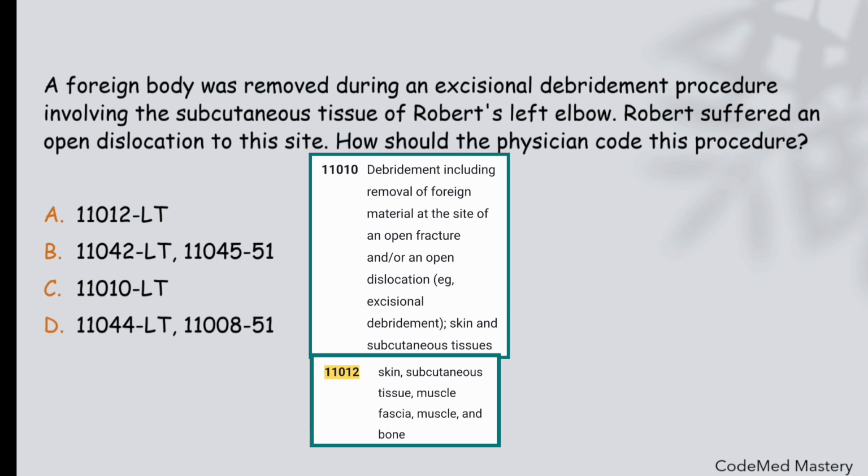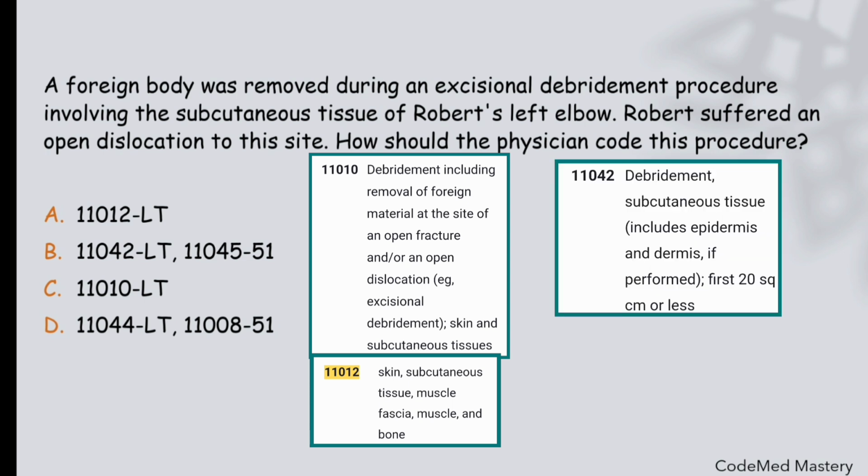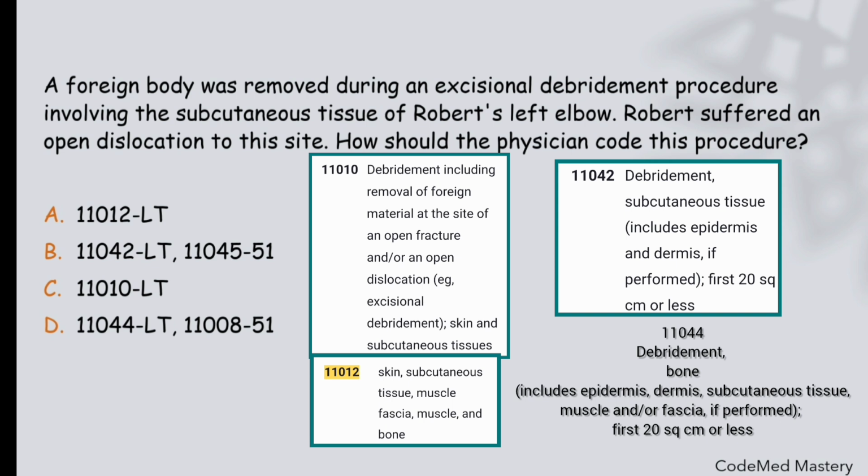Option B, 11042, is for debridement subcutaneous tissue includes epidermis and dermis if performed, first 20 square centimeter or less. Option C, 11010, is for debridement including removal of foreign material at the site of an open fracture or open dislocation, skin and subcutaneous tissue. And option D, 11044, is for debridement bone includes epidermis, dermis, subcutaneous tissue, muscle or fascia if performed, first 20 square centimeter or less.